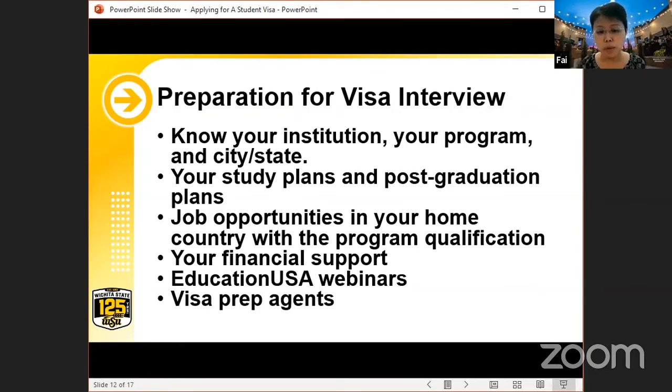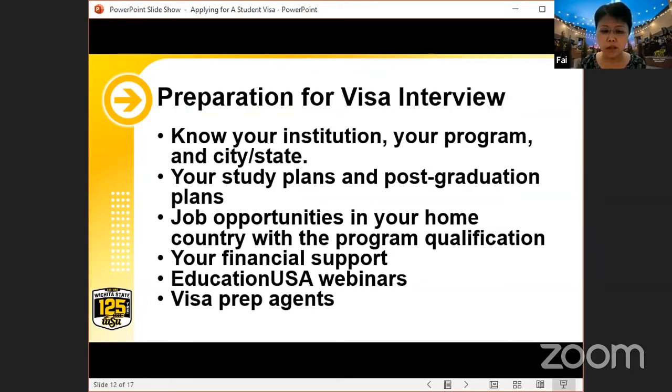And also job opportunities. Computer science is now a high-demand job, not just in America, but in many different countries, especially during COVID. So you can talk about that. Do some research about your home country's job market and say that, yes, I know that I can get a job with high pay after I earn a computer science degree from America. So when I come home, I'll be making this much money. So this is something that you can talk about.